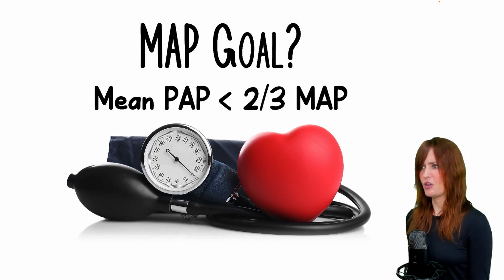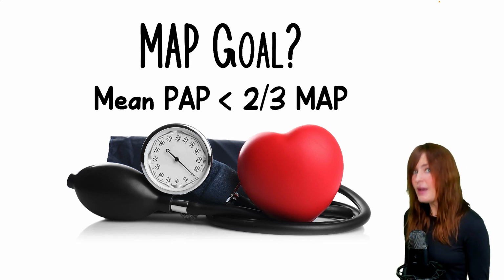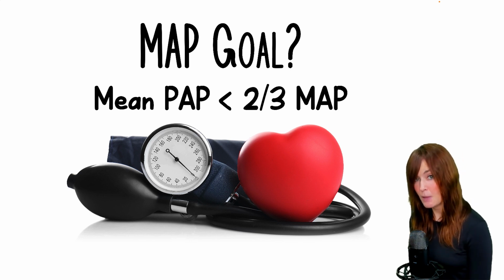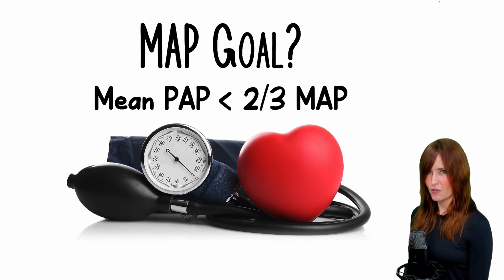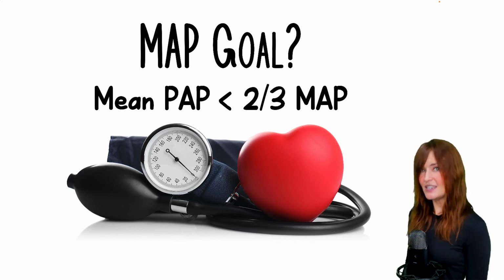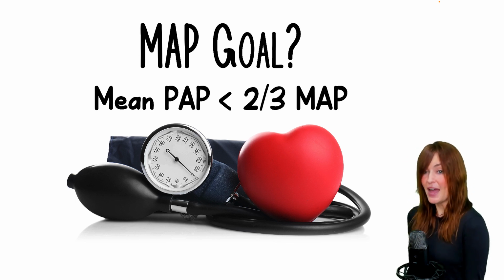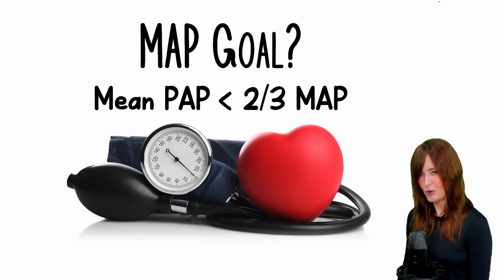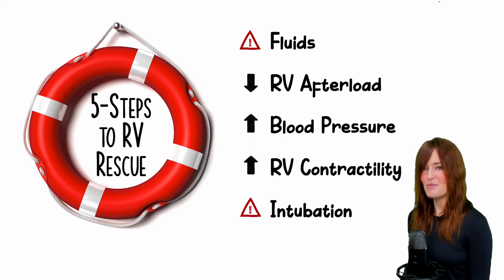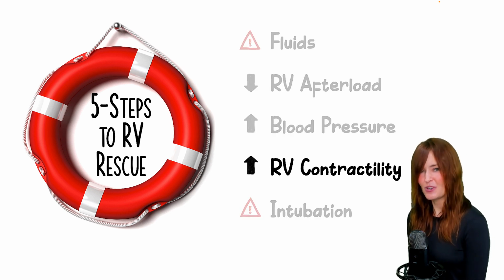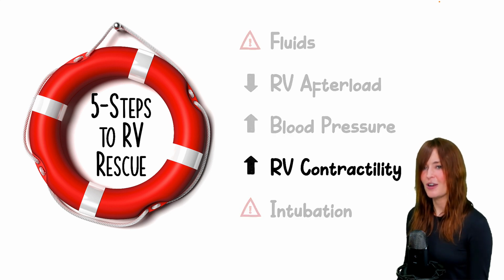So if I think somebody's having really high PA pressures, I might want a slightly higher MAP. But the more important thing is to prevent it from going low, because transient hypotension in these patients can be very problematic because it can set off that vicious cycle of hypoperfusing your right ventricle. Now, next on our steps to RV rescue is to improve RV contractility.